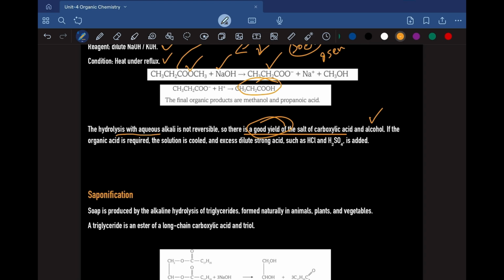Both of them are the product, right? The salt of carboxylic acid and alcohol, both of them are product. If the organic acid is required, the solution is cooled and excess dilute strong acid such as HCl or H2SO4 is added. When you add dilute HCl or H2SO4, this salt of carboxylic acid converts into the raw carboxylic acid.